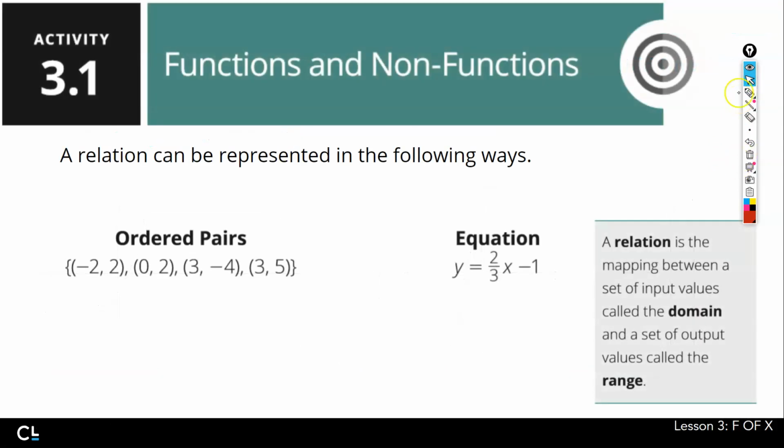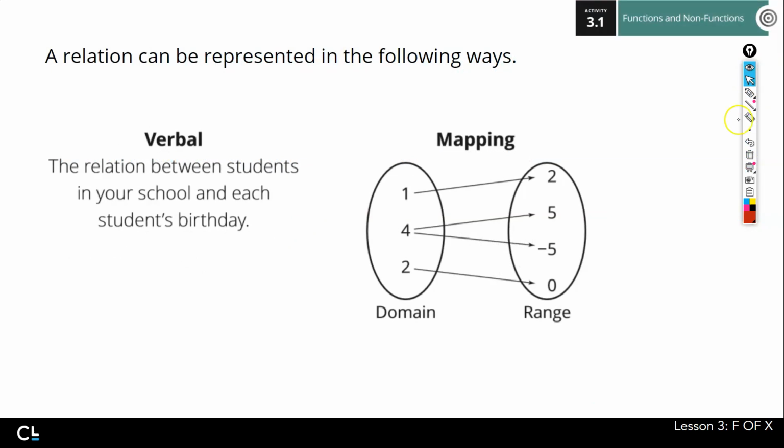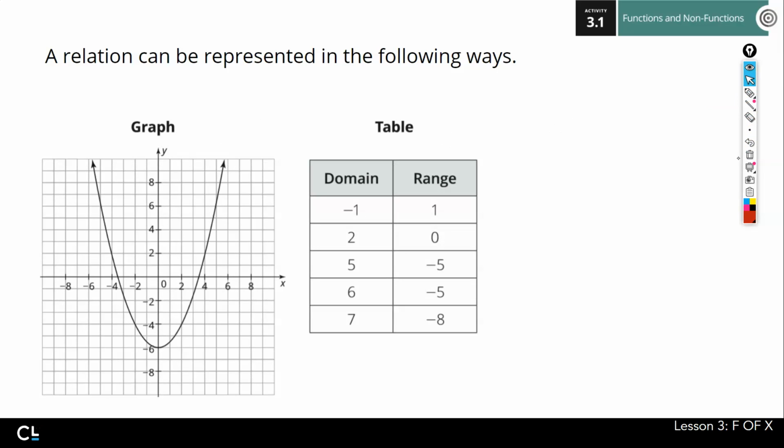A relation can be represented in the following ways. A relation can be an ordered pair. It can be written as an equation. A relation can be written in verbal situations. A mapping. A graph can represent a relation. A table of values can represent a relation.